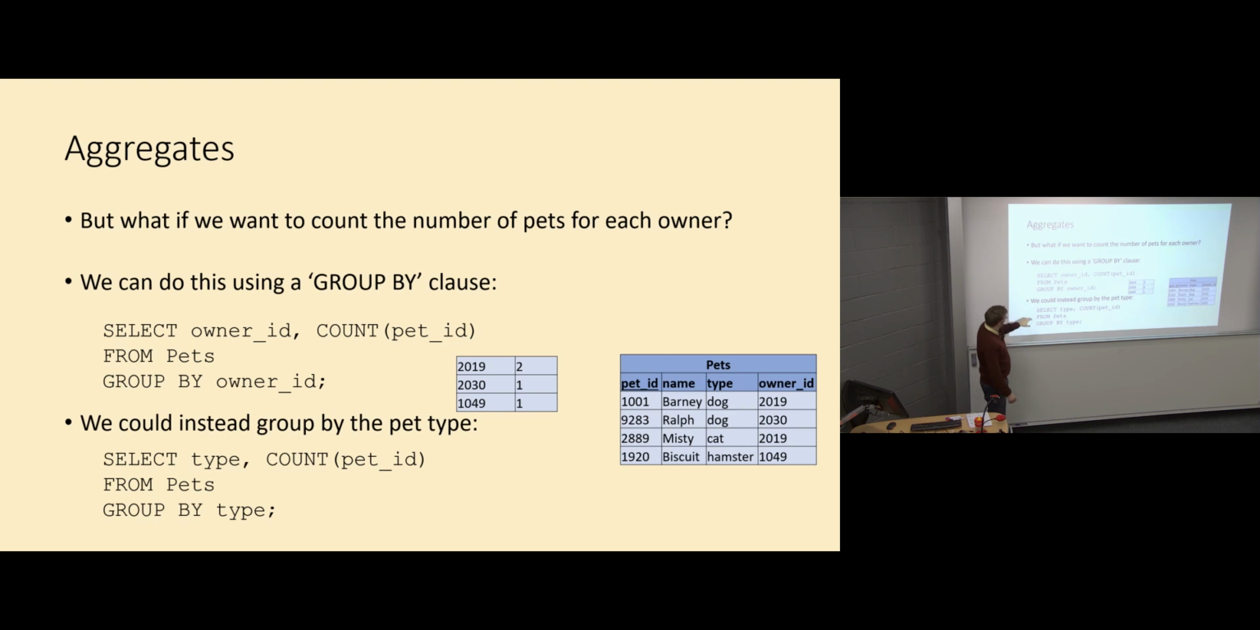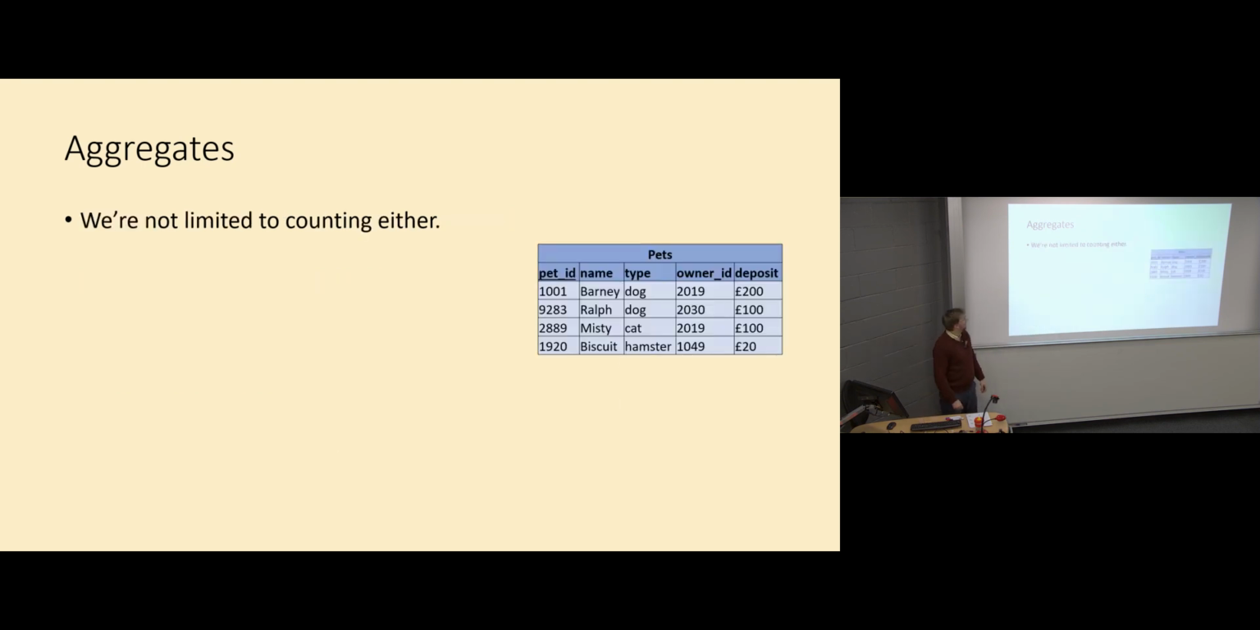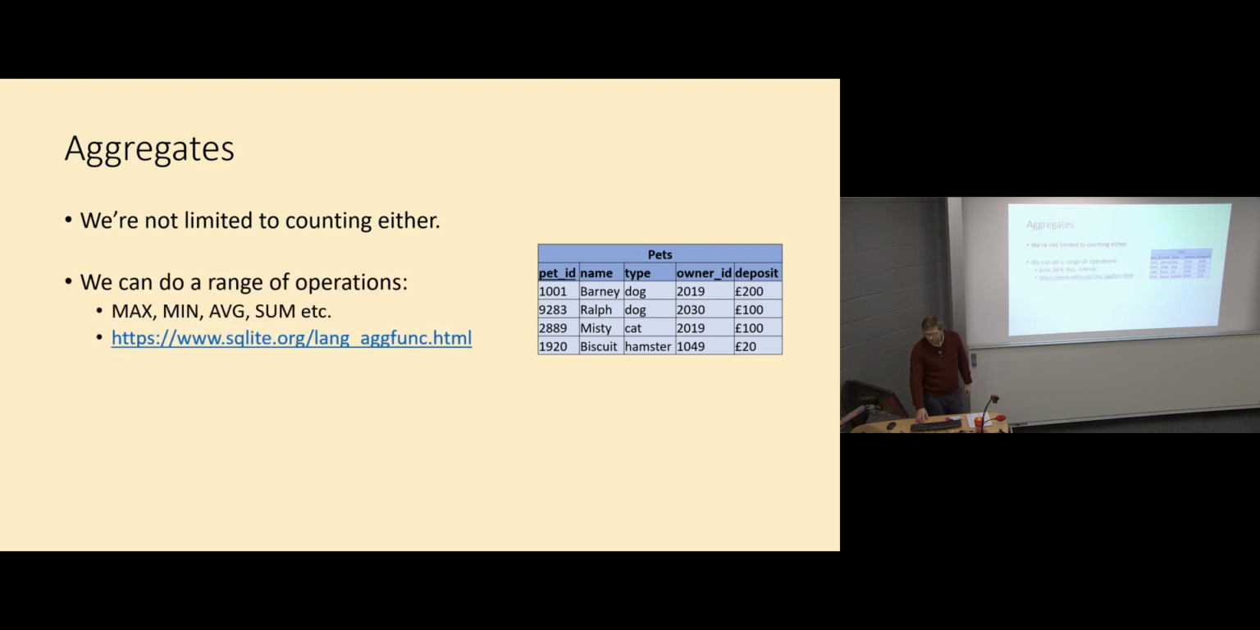We can do this by pet type instead. So if you wanted to select type and the number of pets for each type, you could do the same thing, but group by type. It's exactly the same syntax, just with a different column. But we're not limited to counting. I think you said average a second ago. We can do things like max, min, average, sum.